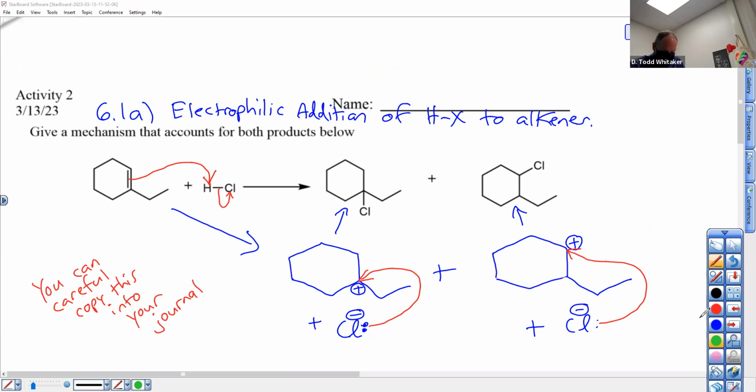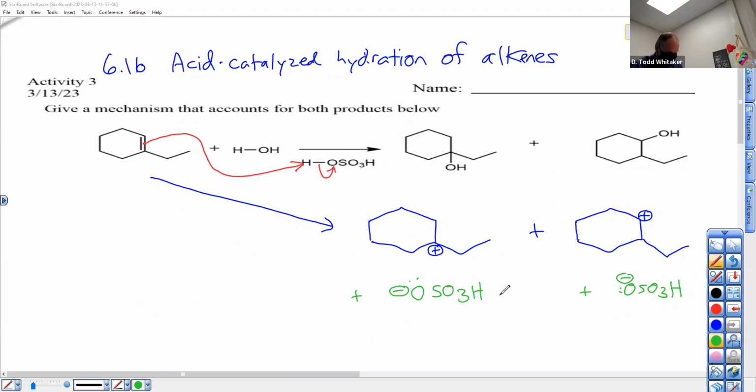Yeah. So draw me a water. Put a lone pair on it. You do know there's 2 lone pairs on that O, right? I only need 1. Do another one right here. Put a reaction arrow where they react with each other.